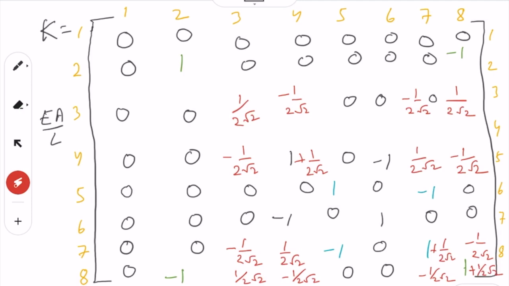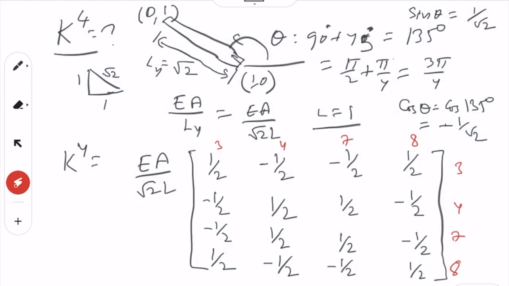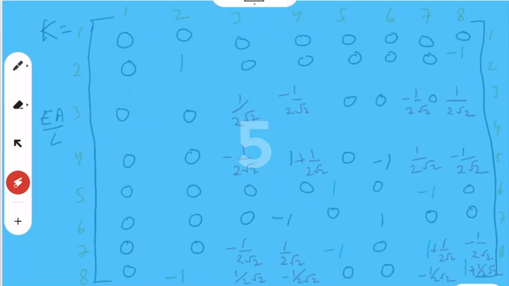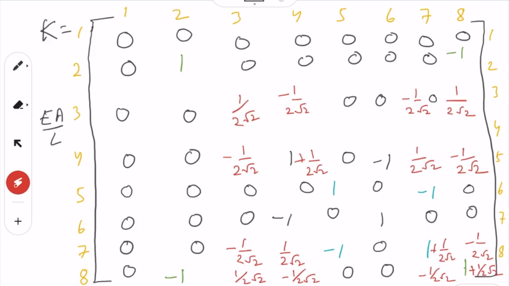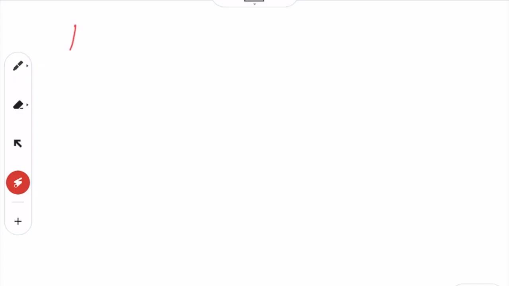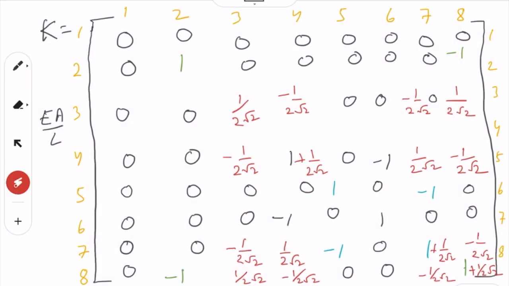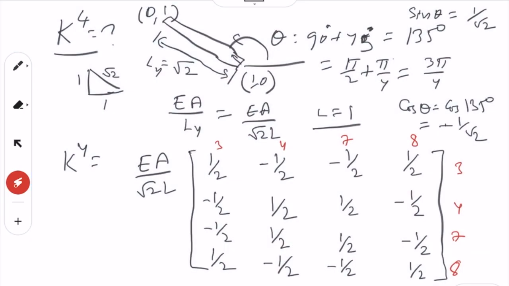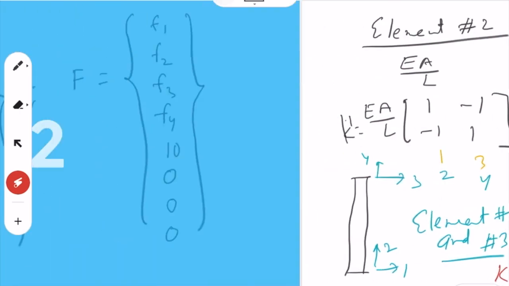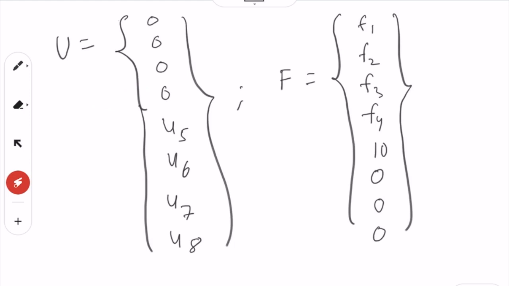Now once we have that, we have to solve it. And how can we solve it? We have an equation, and what equation we have? We will have k times u equal to f, where k is like this one, what you see here, and u is as you have seen here. And f is like this one.